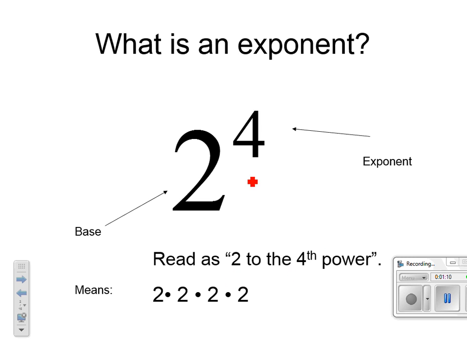It means that we have 4 2's: 2 times 2 times 2 times 2. And if you put that in your calculator, 2 times 2 is 4, times 2 is 8, times 2 is 16. So 2 to the 4th would be 16.